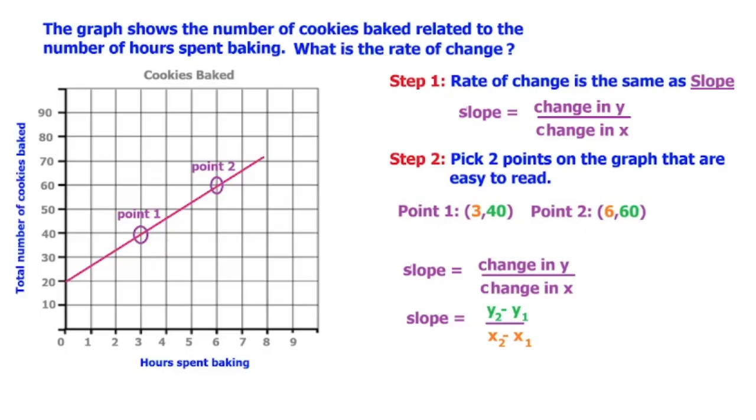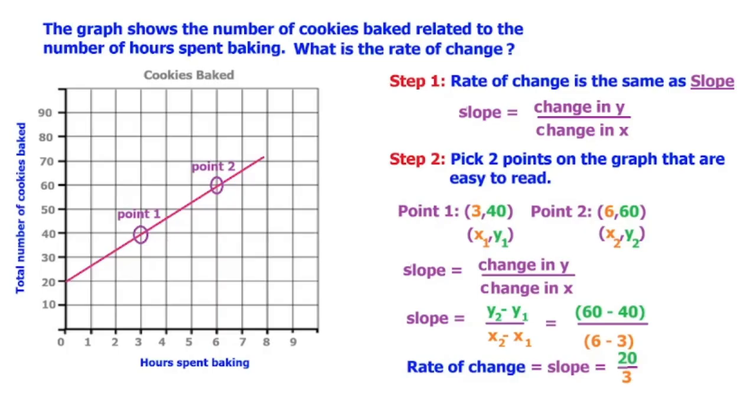Now we just plug in the numbers, right? So y2 minus y1, so 60 minus 40. And then for the x's, it's 6 minus 3, which is what we have here. And then you just do the arithmetic on that. So the rate of change equals slope, which equals 20 over 3 after we calculate this.